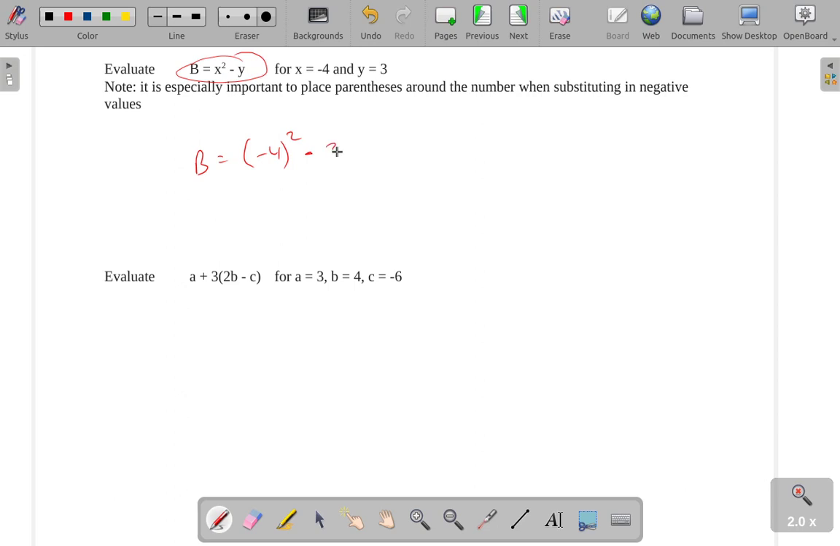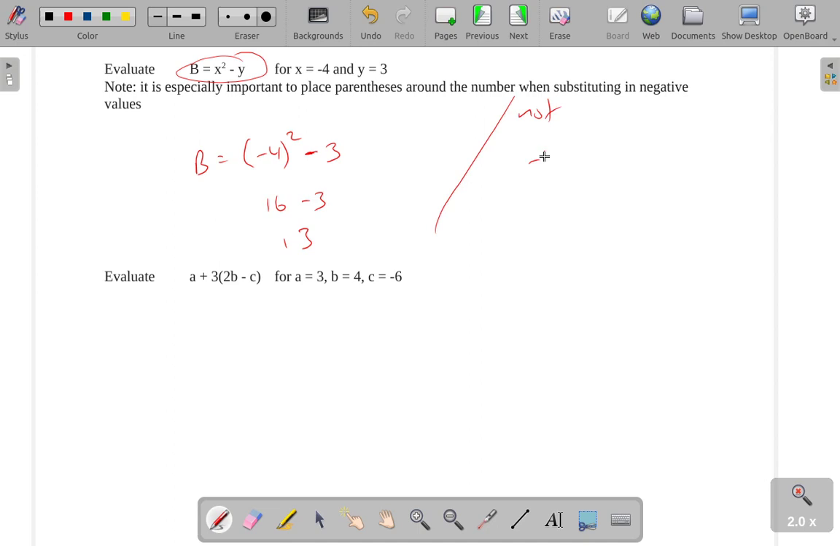The reason it's a good idea to do this, and kind of necessary in many circumstances, is because of the order of operations. When I say squaring x, that means to take and square the entire value of x. And negative 4 quantity squared, that's easy enough. That's positive 16. We get 13 over here.